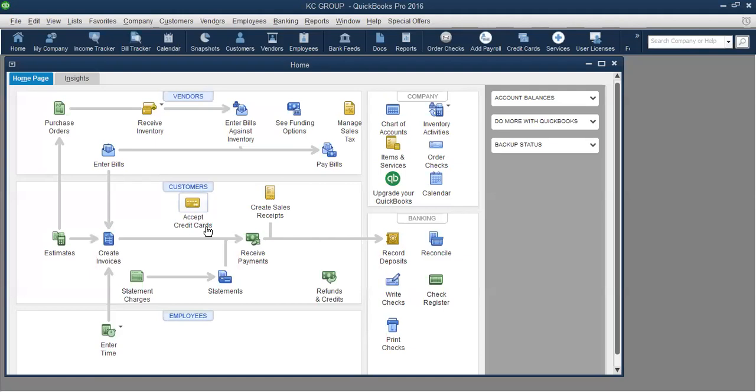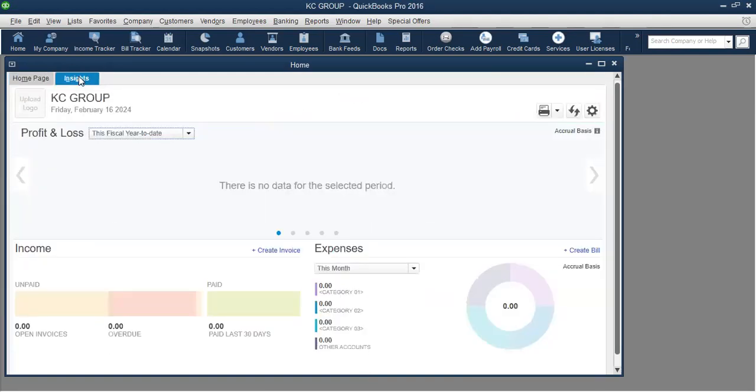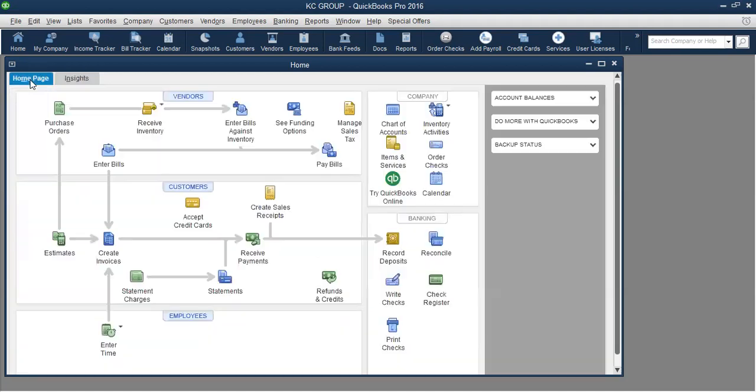Now, I want to tell you one more thing. Notice that there is an insights tab here. Right here, this is the home. This is our home page, and this is the insights tab. When you click on the insights tab, right now it is empty. We are seeing there is nothing reflecting there. But I want you to get familiar with it, like the way we see Excel dashboards. This is our home screen, but we have also the insights screen.